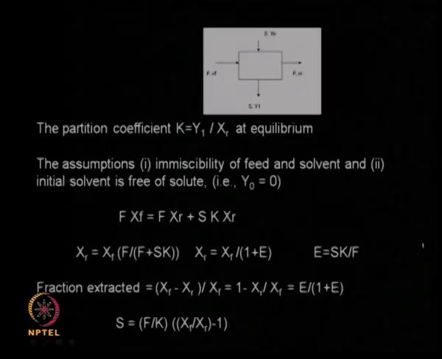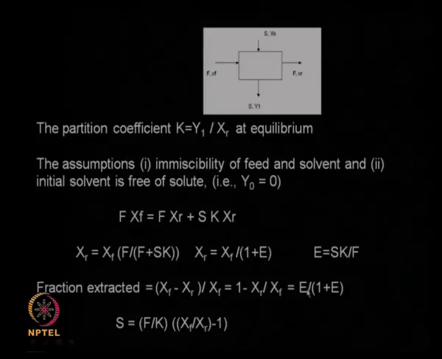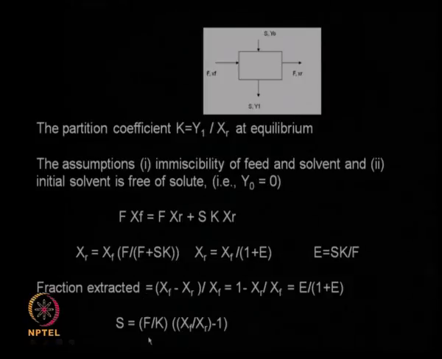So all you need to do is calculate E from this. E is equal to Sk by F, and then E divided by 1 plus E gives you the fraction extracted. Very good. Similarly, by doing a mass balance we can get an equation for Y1 as well, that is the amount in the solvent layer.